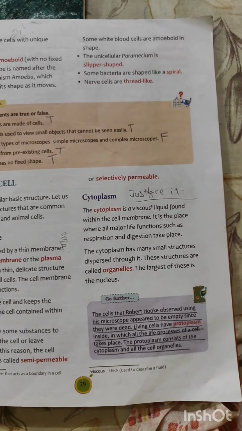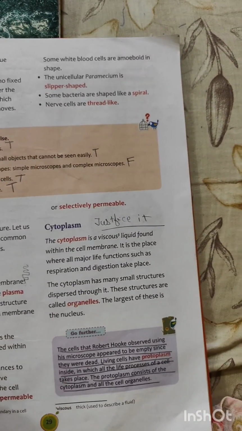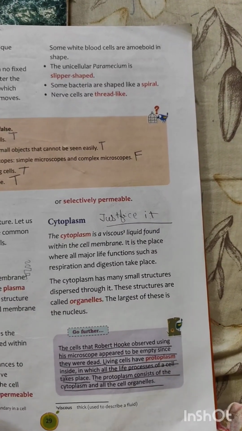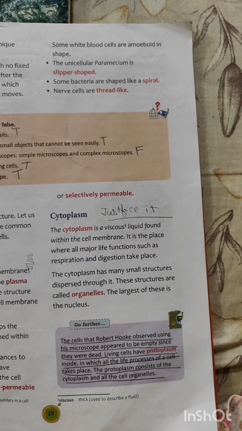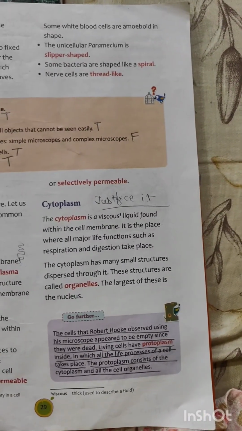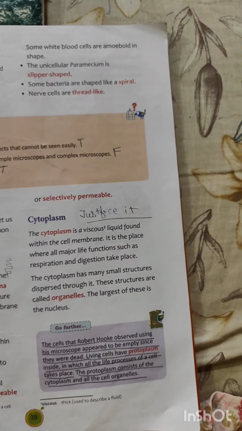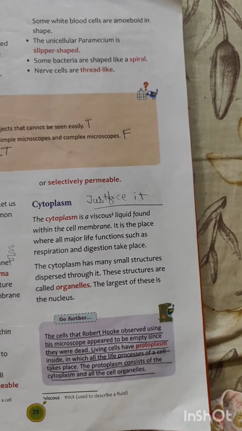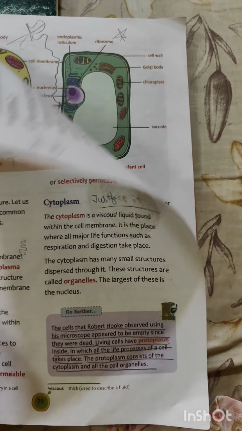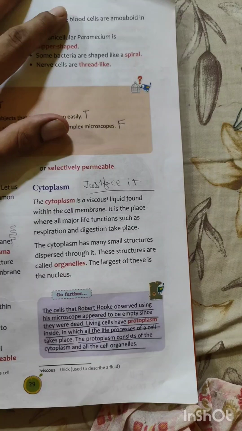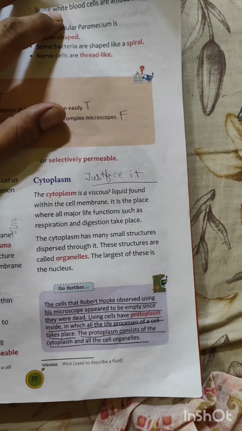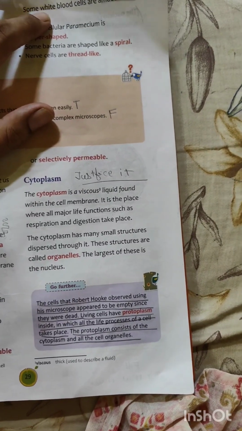So cell contains a viscous liquid. Viscous means a thick liquid. Okay. Cytoplasm, which is inside the cell membrane. Okay. Which functions respiration and digestion. Okay. Now, cytoplasm has many structures inside it, such as organelles, and the largest one is the nucleus.